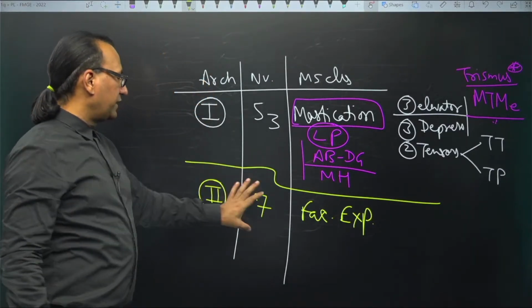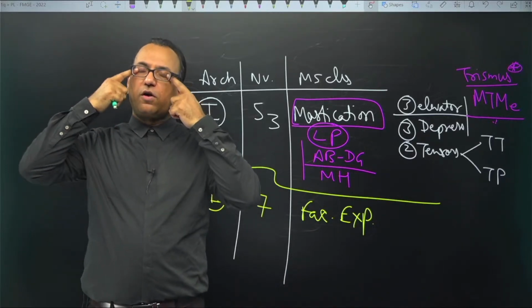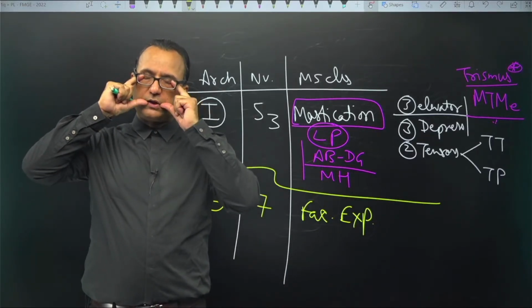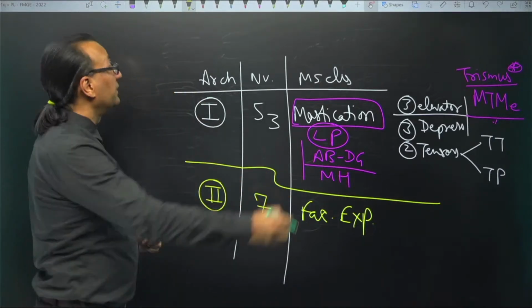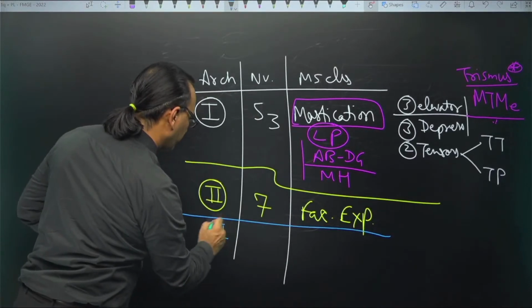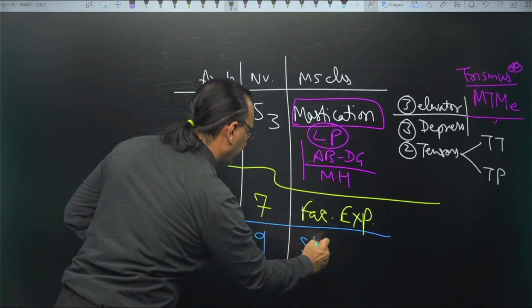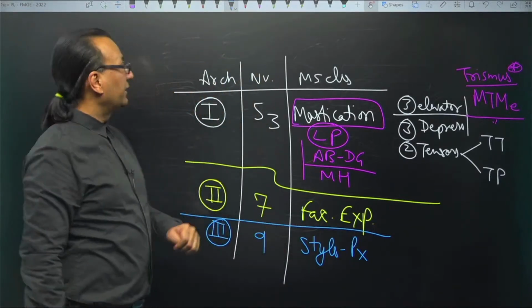So buccinator, the zygomaticus major for smiling, or orbicularis oculi or oris, these are the muscles which are supplied by facial nerve. What about the third arch? If we talk about the third arch, then we will have the glossopharyngeal nerve supplying one muscle of pharynx, which is called stylopharyngeus. It is the elevator of the pharynx.